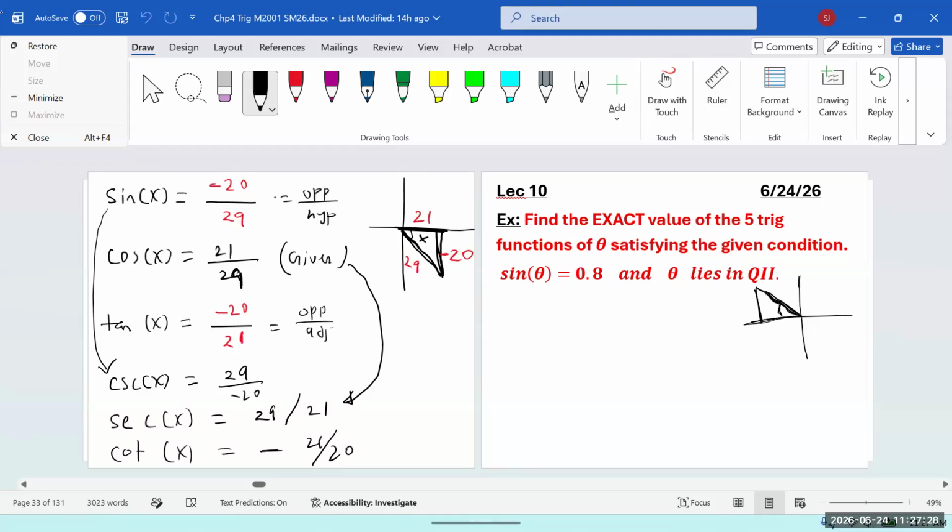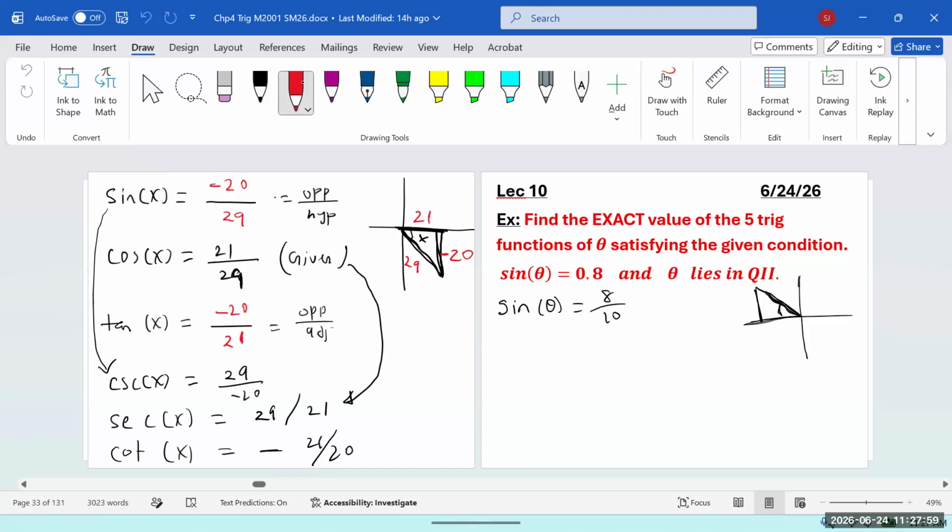So we have a triangle. And in this triangle, we have sine is 0.8. 0.8 looks weird, right? What can we do with this 0.8? Great, we can rewrite this. Sine of the angle is 8/10. Now, sine is what over what in terms of triangle? Opposite over hypotenuse. So this is opposite from this angle, 8, and this is the hypotenuse here, 10.